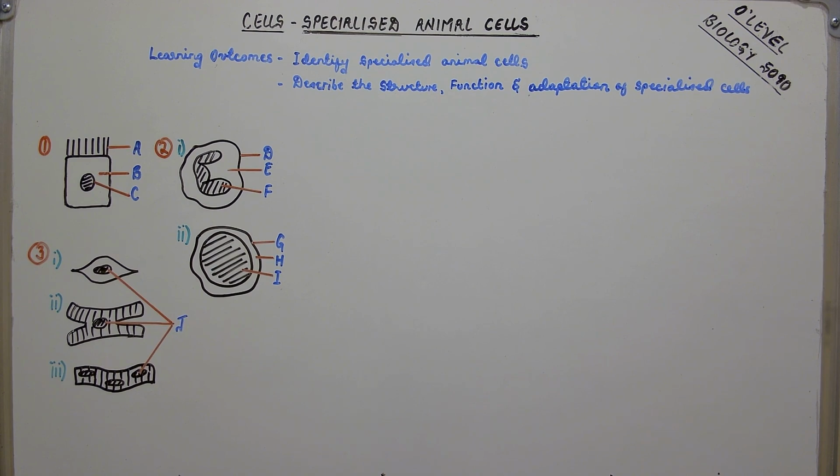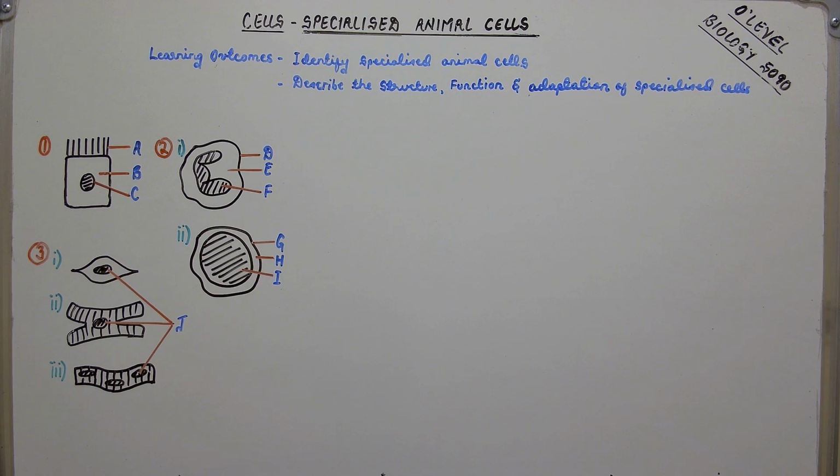In this unit we are going to discuss specialized animal cells, and by the end of this particular discussion you should be able to identify the specialized animal cells and also describe the structure, function and adaptation of specialized cells. So this unit is one of two.